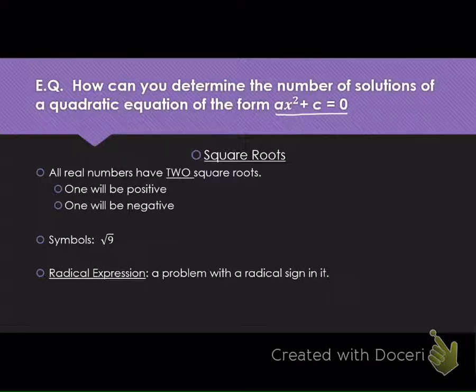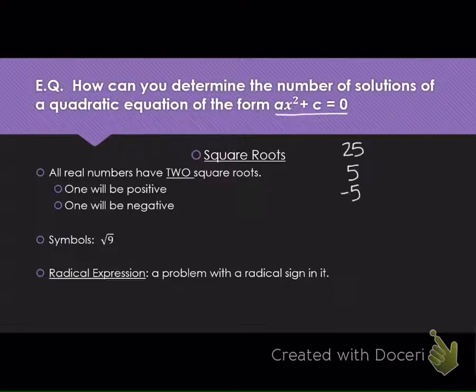All real numbers have 2 square roots. Now, you haven't really looked at that yet, okay? But let me prove it to you. We all know that the square root of 25 is what? 5. Okay, awesome. But did you know that the square root of 25 is also negative 5? Yes. Okay, let me prove it to you.